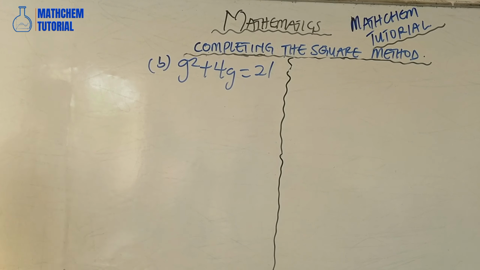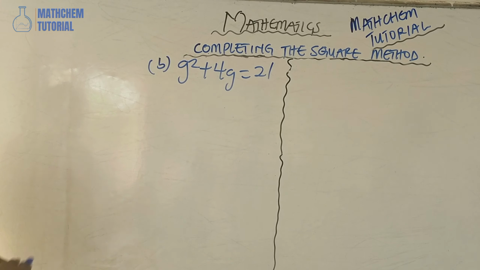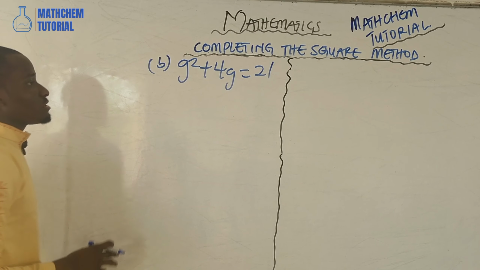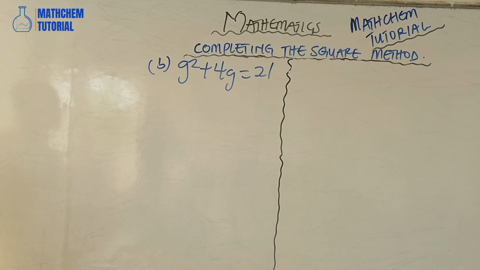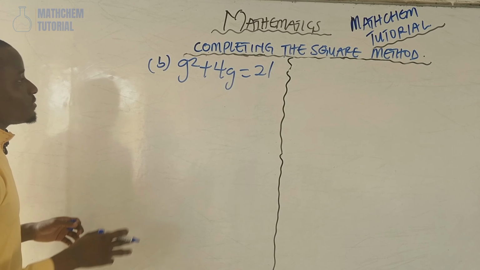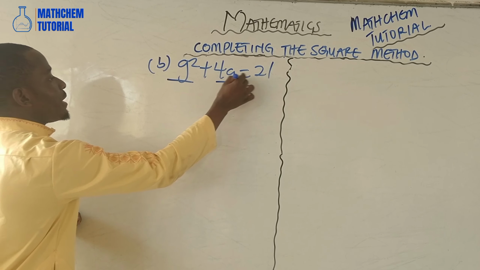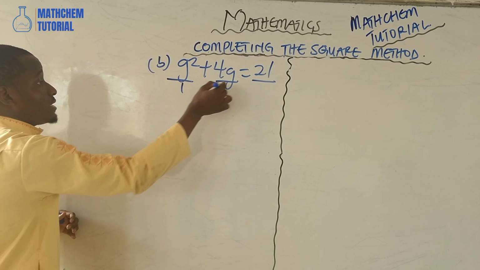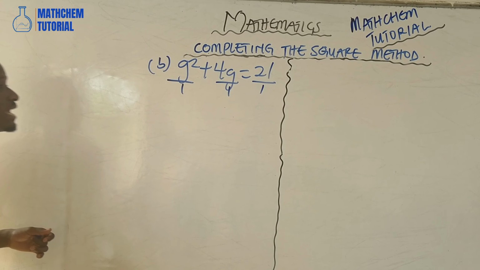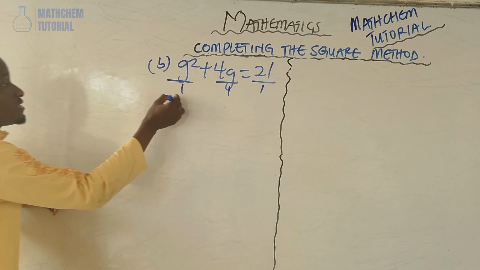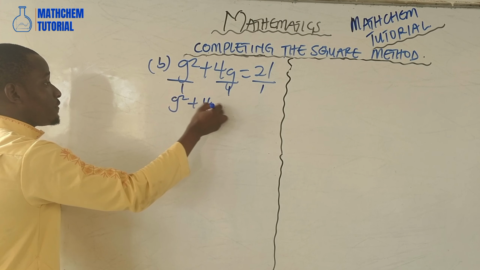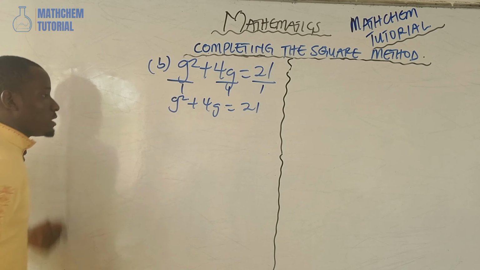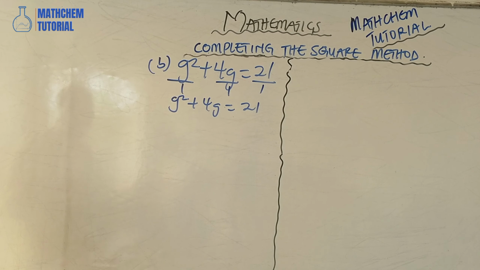This is the b part using completing the square method. It is still g squared plus 4g equals 21. Like I told you earlier, the first step was to divide through by the coefficient of what? Of this g squared. And for here, the coefficient is 1. So if I divide through by 1, I still have the same thing back. It is still going to be g squared plus 4g equals 21. So what do I do next?